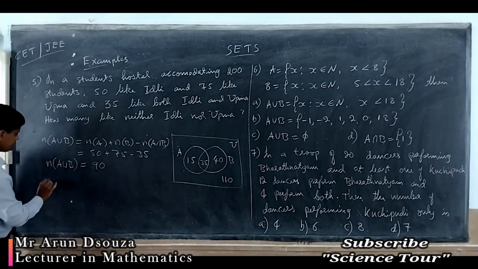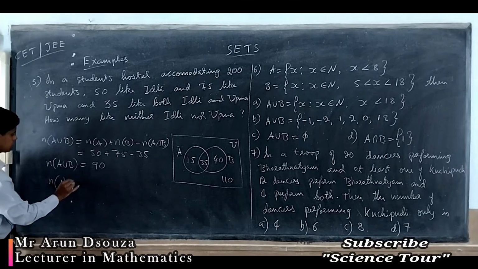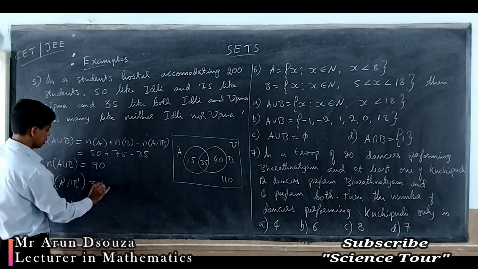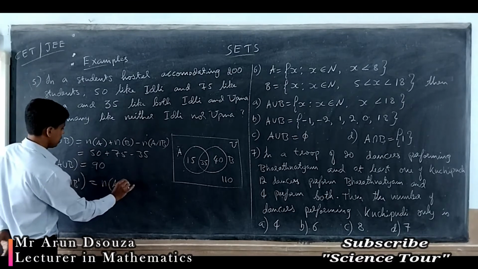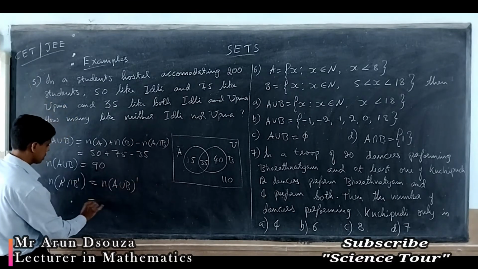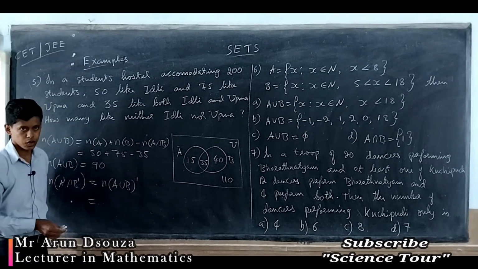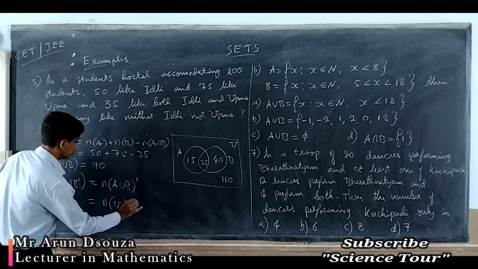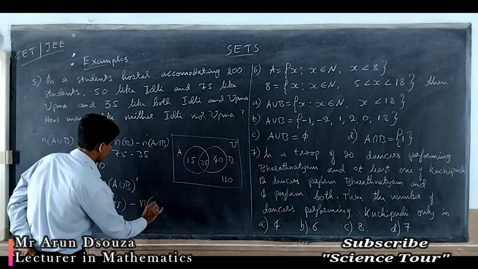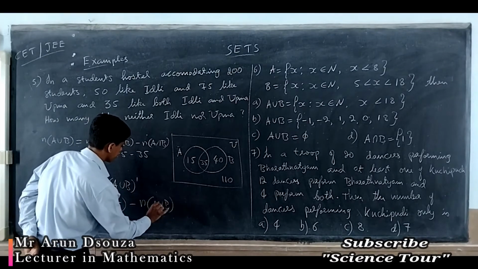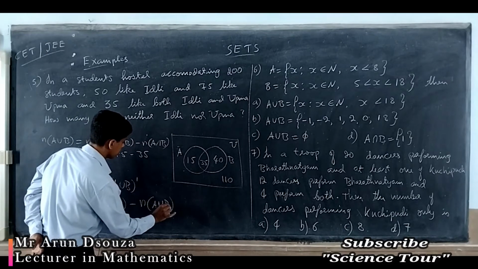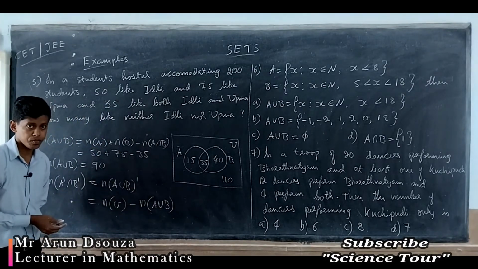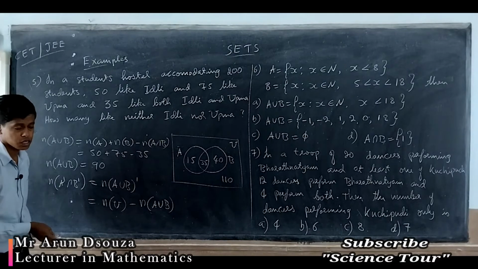Now what you need to find is n of A dash intersection B dash. What is it actually if you use De Morgan's law? A union B whole dash. A union B whole dash is n of u minus n of A union B. That is the complement formula, correct? What is n of A dash? n of A dash is n of u minus n of A. U minus A is A dash, correct?